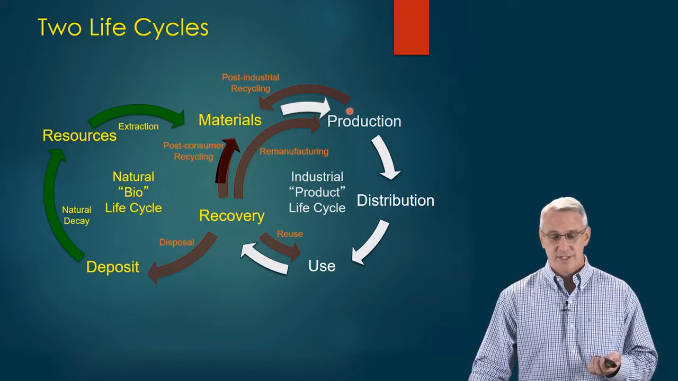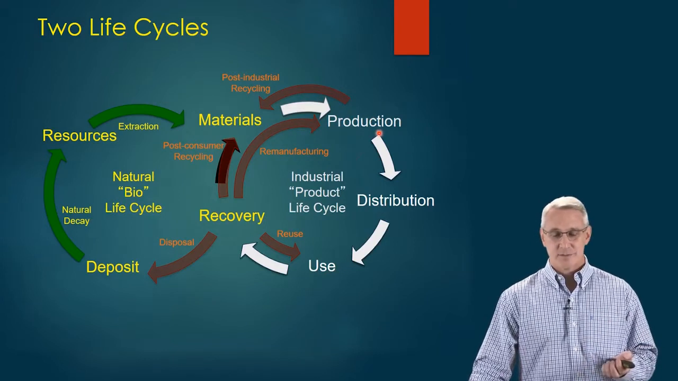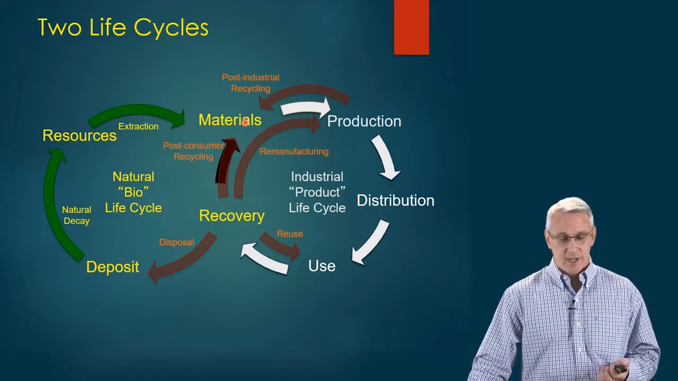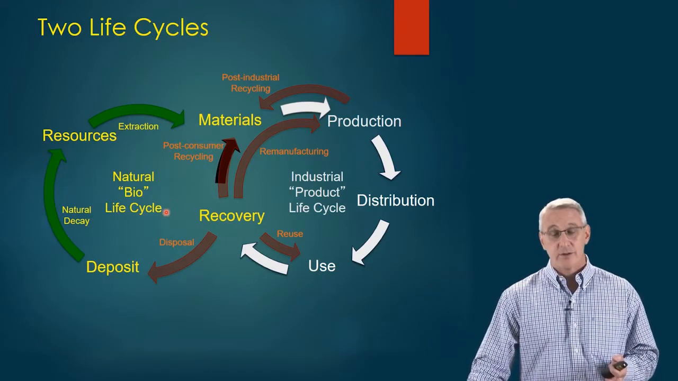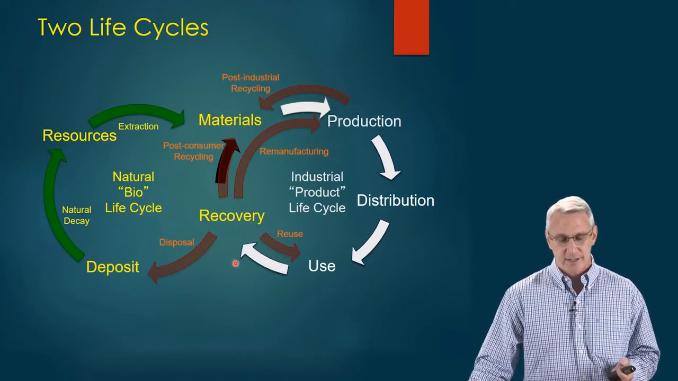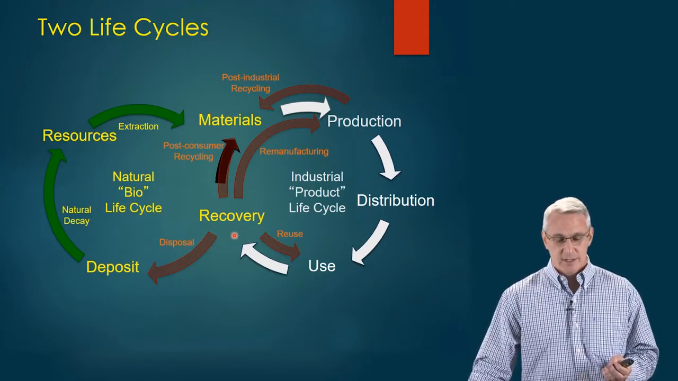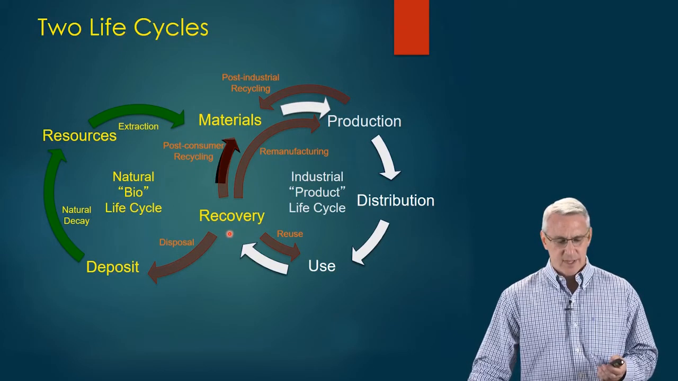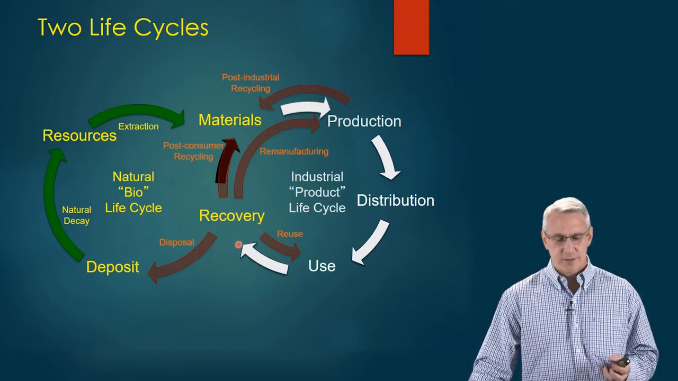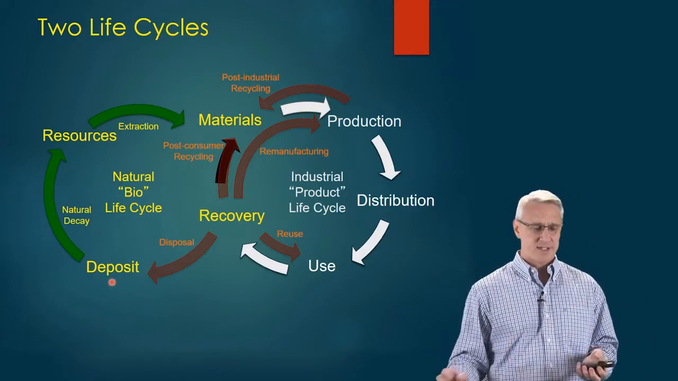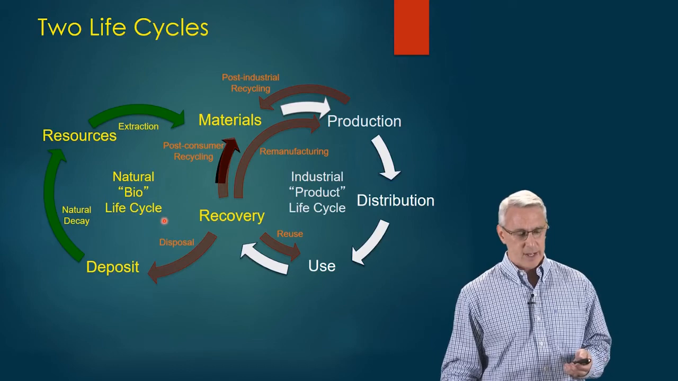Another is post-industrial recycling. So maybe we get production and we have some scrap. Maybe those scraps can go right back into our materials. That's already commonly used. Here's the big new way of thinking, and this is something that many manufacturing groups have not really incorporated yet. So instead of disposal, we want recovery to be a deposit. If we choose our materials correctly, instead of disposal, we want to deposit different types of things into the natural bio life cycle.